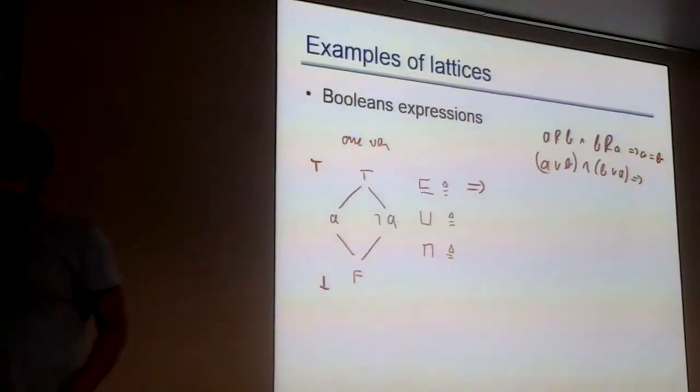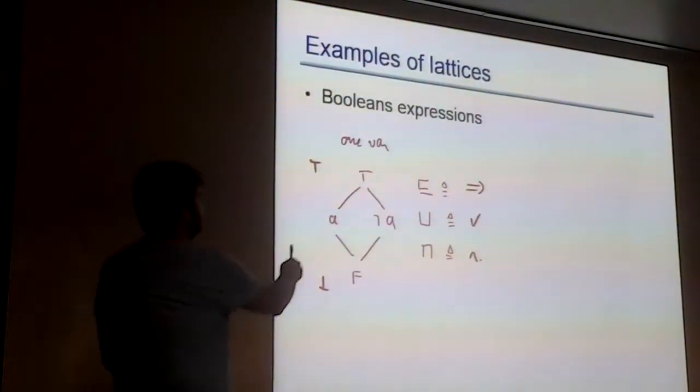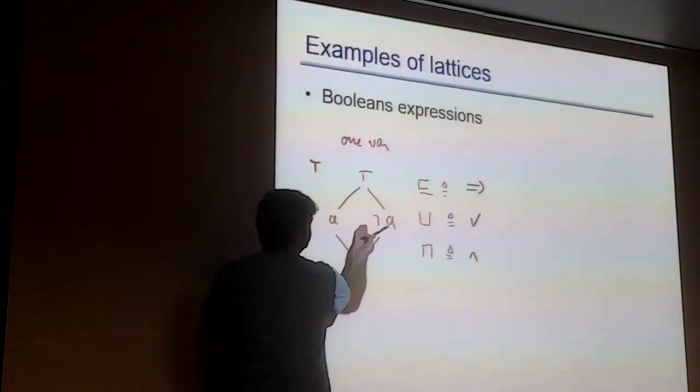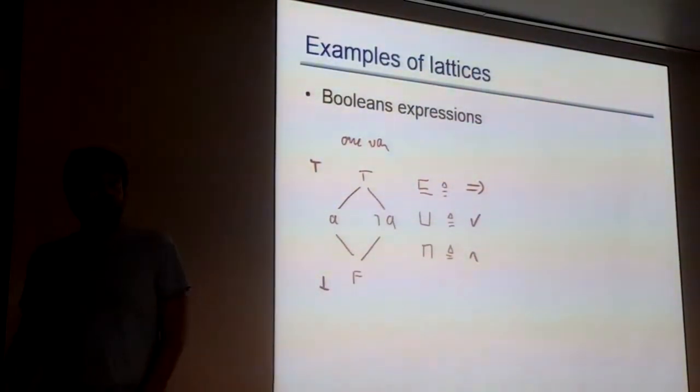Are you guys confused? No, it's not. It's a simplification. So what about these things? This is or. And. So if you take these two things and you want to find the join, you basically or them. You want to find the meet, you and them. Okay.